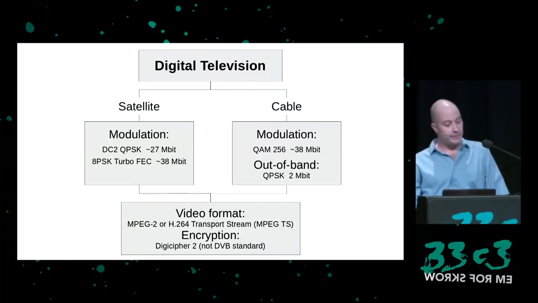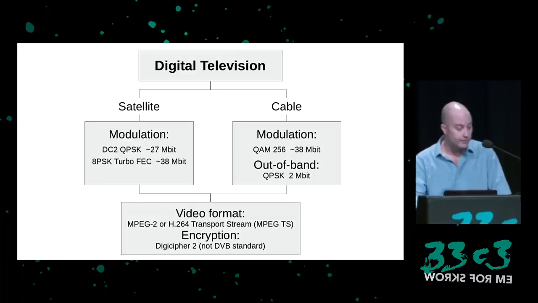Before I get into the reverse engineering, I'll start with a brief description of how digital television is sent over satellite or cable. Satellite and cable digital television are pretty similar for the most part. There are a variety of signal modulations used. The relevant ones here are QPSK at about 27 megabits and 8PSK TurboFEC at about 38 megabits for satellite, and QAM 256 at about 38 megabits for cable. There's also an out-of-band channel used by cable, which is QPSK modulated at 2 megabits.